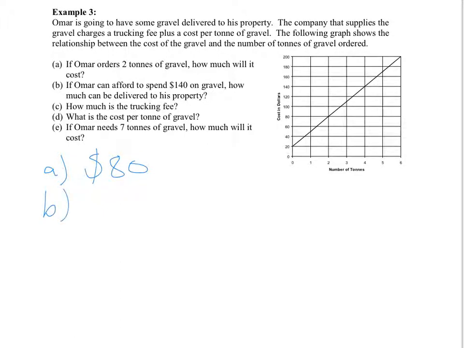Okay, B. If Omar can afford to spend $140 on gravel, how much can be delivered to his property? In this case, they're giving us our vertical variable, so $140. We look over in this column, go up to 140, go across, and that's where it touches the line. Then we go down, and that's telling us for 4 tons of gravel, it costs $140. Or if he pays $140, he can get 4 tons of gravel.